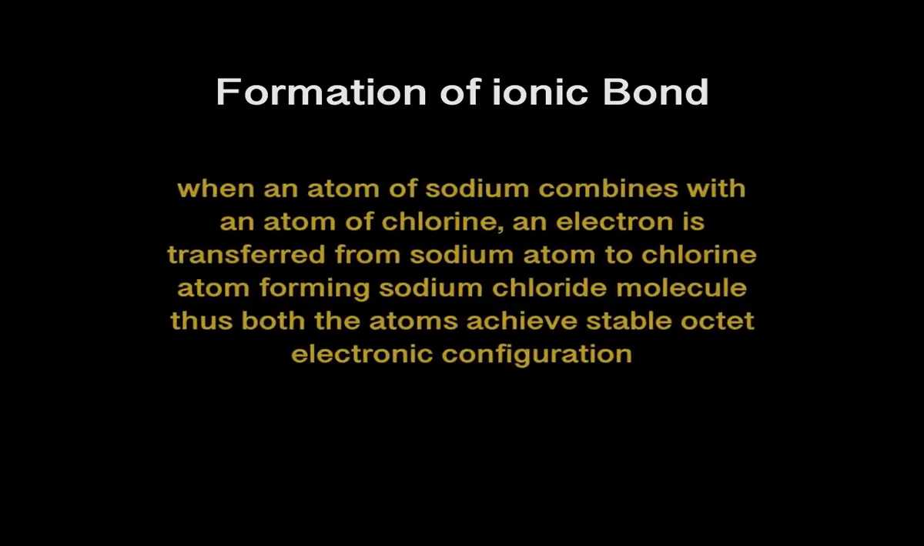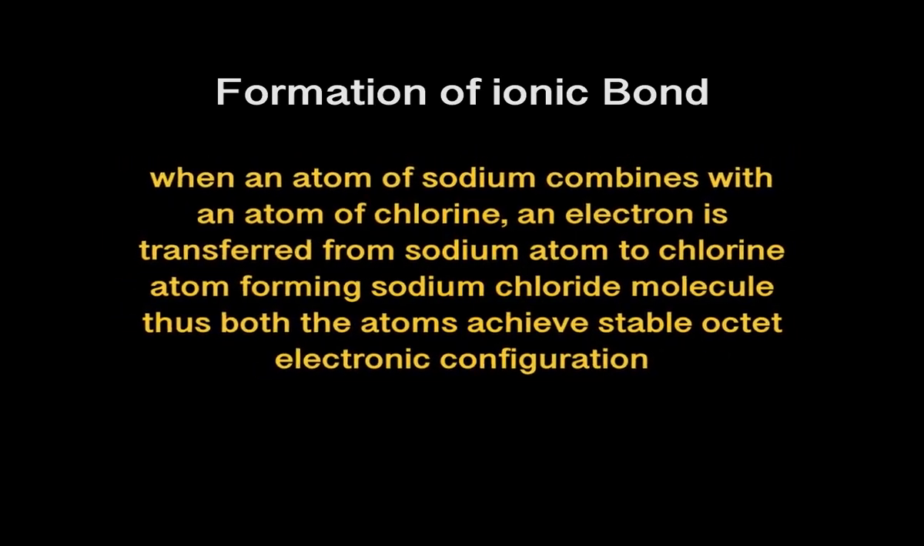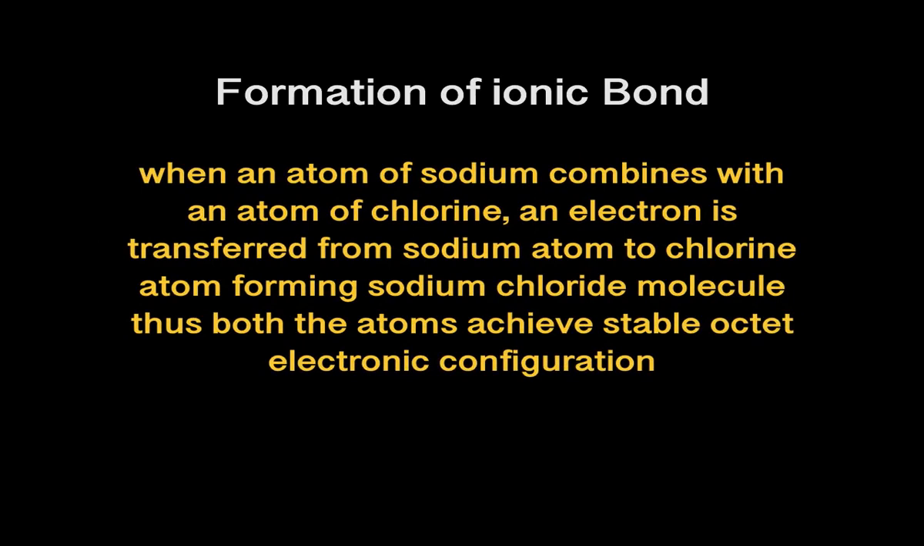Formation of ionic bond. When an atom of sodium combines with an atom of chlorine, an electron is transferred from the sodium atom to the chlorine atom, forming a sodium chloride molecule. Thus, both the atoms achieve a stable octet electronic configuration.